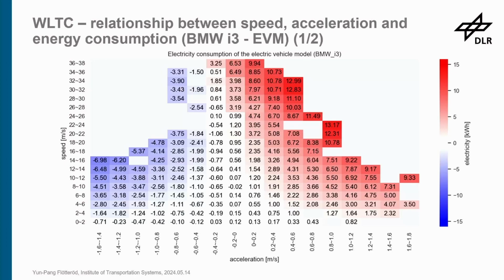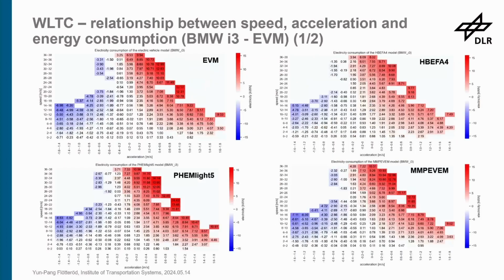So that's only for one model. Now we see the results from the 4 models. Then we can see that all models can address energy recovery and energy consumption for propulsion. And here, if you have very good eyes, you can see that the MMP EVM tends to estimate higher energy recovery than the other 3 models, and PHEMlight 5 tends to estimate higher energy consumption at high speed and high acceleration.